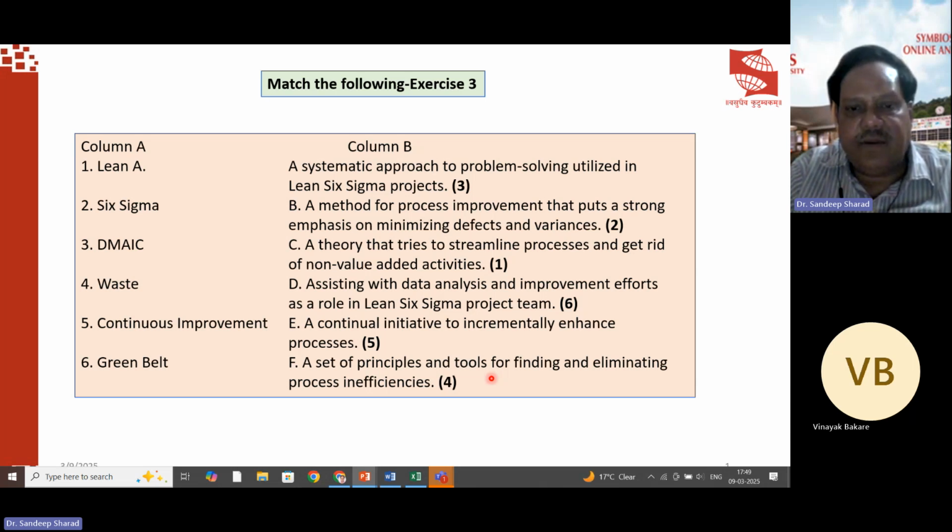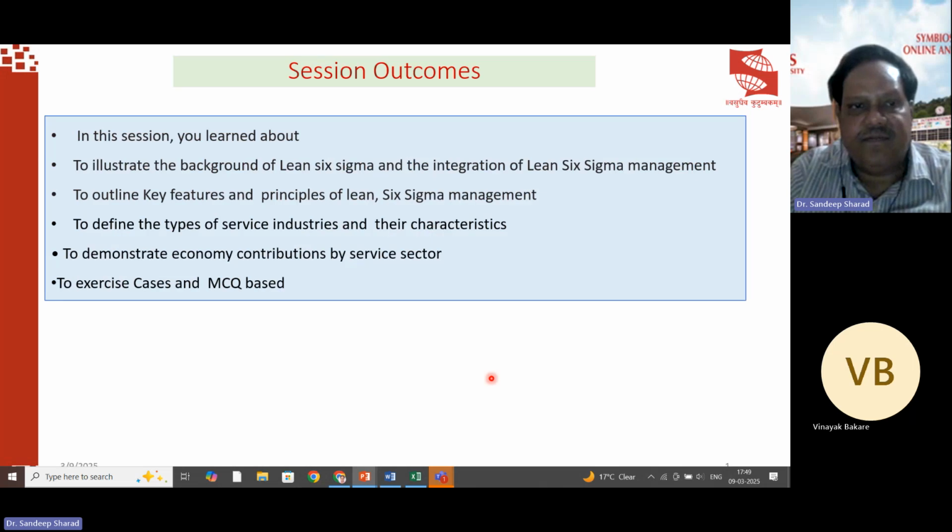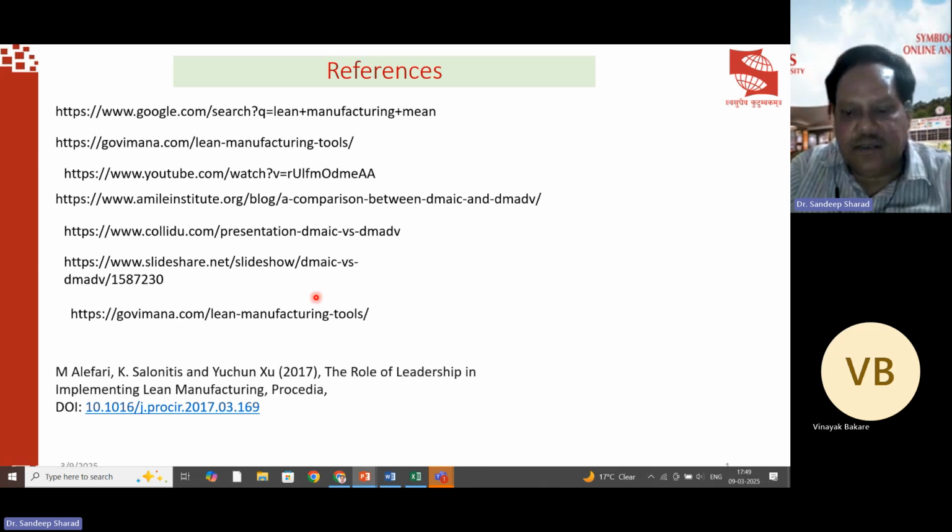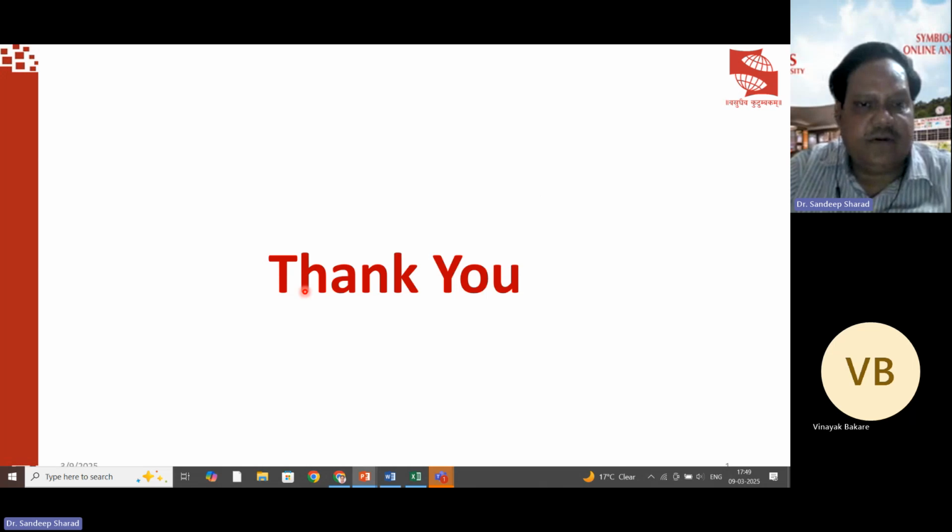Green belt is a role in the Lean Six Sigma project team, assisting with data analysis and improvement efforts. So with this session outcome, we understand how to illustrate the background of Lean Six Sigma and integrating Lean Six Sigma management, to outline the key features and principles of Lean Six Sigma management, to define the types of service industries and their characteristics, to demonstrate the economic contribution by the service sector, and to exercise cases and MCQ-based questions. These are some references I have taken from online case studies. Thanks a lot.